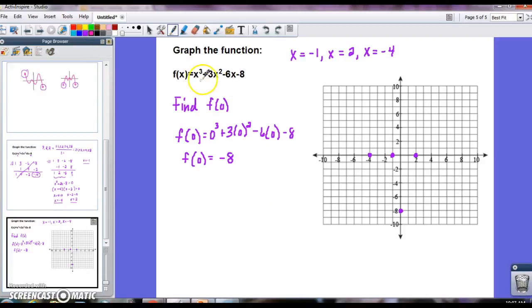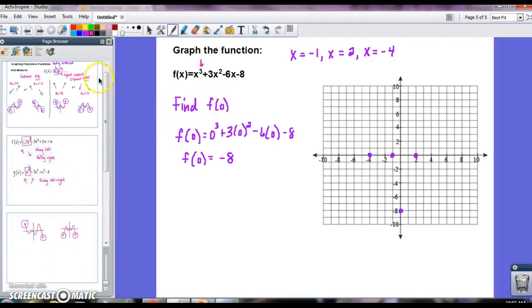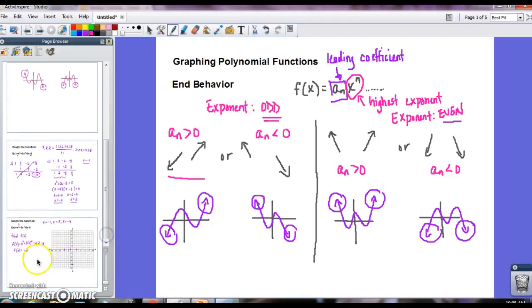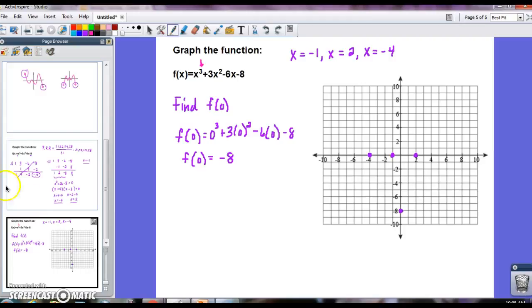I know that the end of my graph, first of all, is an odd degree. If you go back to what we talked about in the last video, odd degree and positive leading coefficient tells me my end behavior is going to be like this. So I know that my end behavior is going to do this.